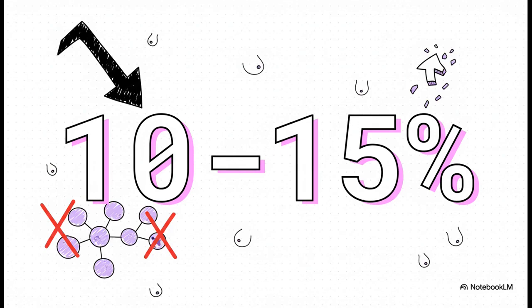Now for the contrast. Look what happens if more than 10 lymph nodes are positive. The survival rate just collapses. It plummets down to just 10 to 15%. Going from nearly 80% down to 15, that huge drop shows you just how powerful that N component really is.